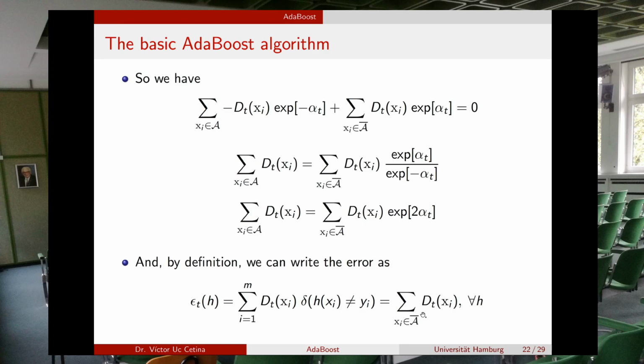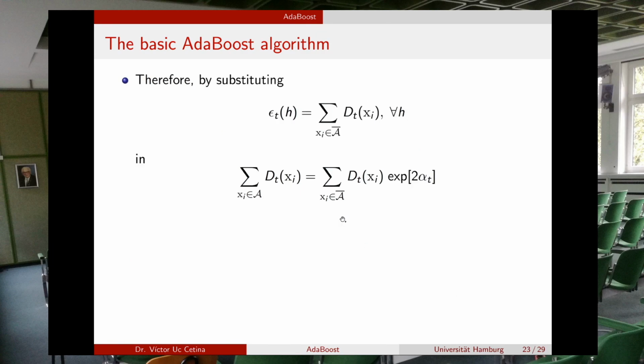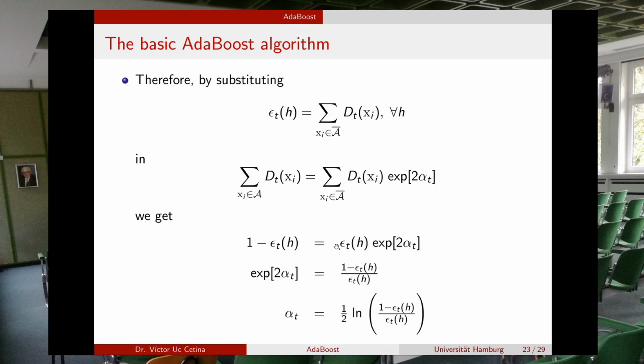So what we're going to do next is to substitute this expression in this expression up here. So what we get is that instead of having this sum, we will write epsilon, okay? And instead of writing this, we will write 1 minus epsilon. That's because this is the complement to this one. So you get 1 minus epsilon equals epsilon times the exponential of 2 times alpha.